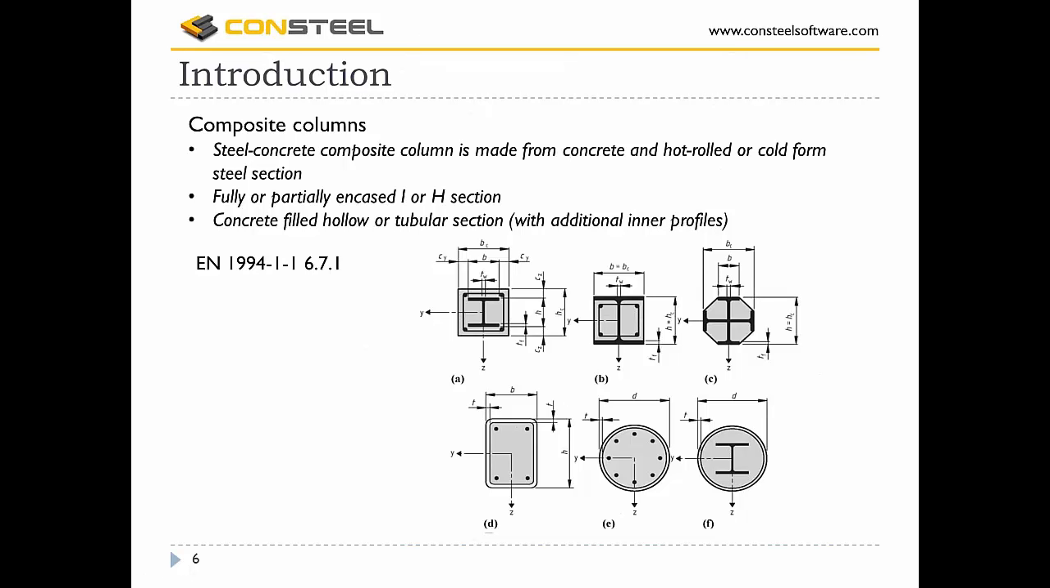Short introduction to composite column design. What is a composite column? A steel-concrete composite column is made from concrete and a hot rolled or cold formed steel section. EuroCode defines two main types. The first one is the fully or partially encased I, H or Maltese section. You can see these in pictures A, B and C. The second one is the concrete filled hollow or tubular section. If it is necessary, an additional inner profile can be placed. You can see these types in the last three pictures.